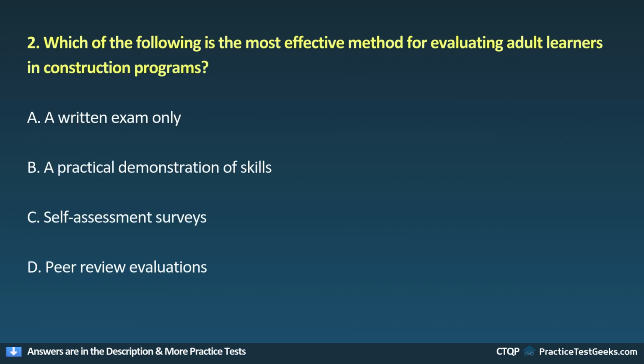2. Which of the following is the most effective method for evaluating adult learners in construction programs? A. A written exam only. B. A practical demonstration of skills. C. Self-assessment surveys. D. Peer review evaluations.